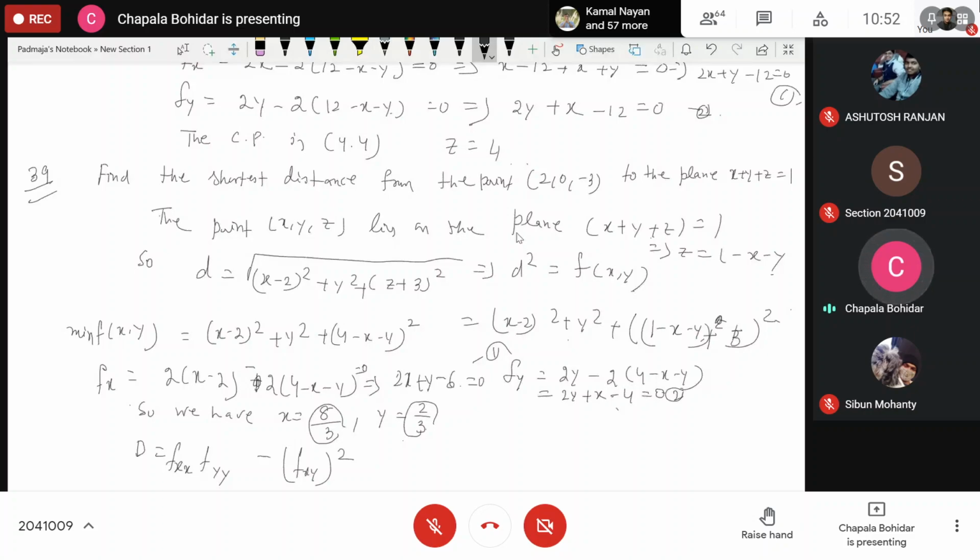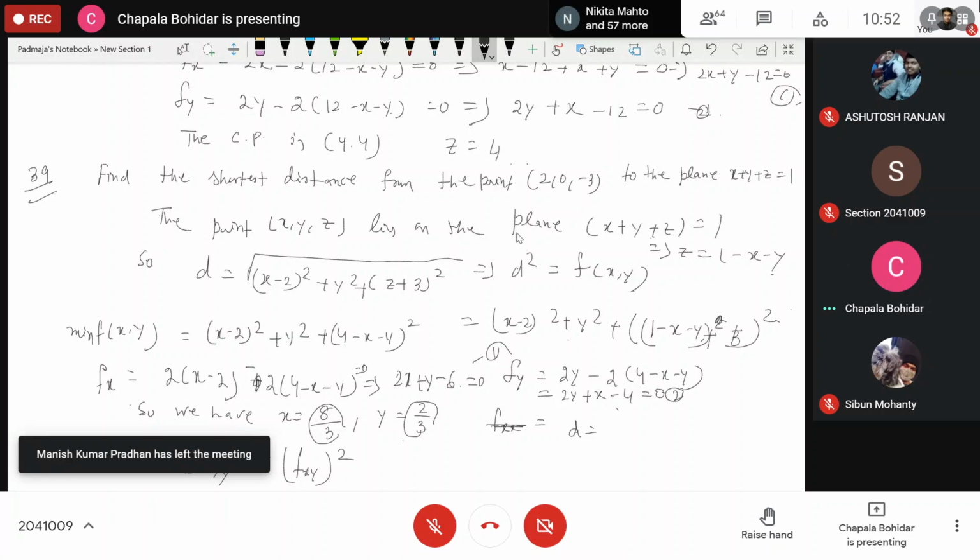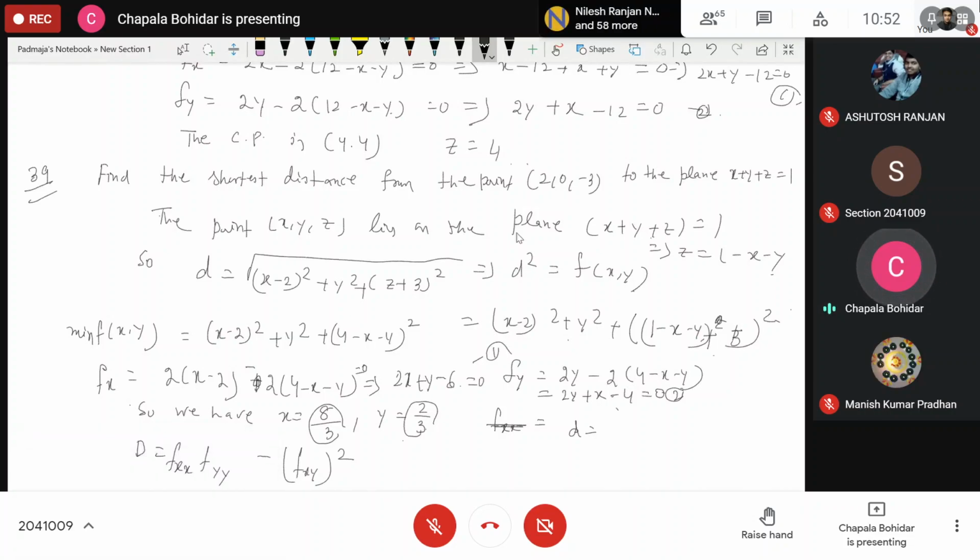If you want to check that yes, we'll get the shortest distance, I can check here. What is the value d you get? You have x, y here, you can put it in. D square you will get, then take the root over the value of d.